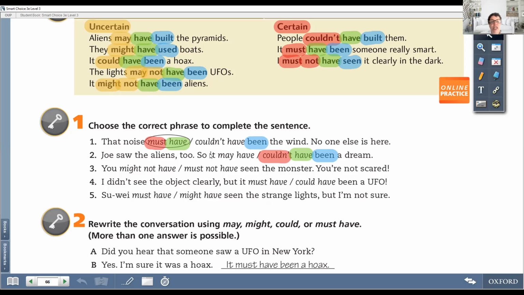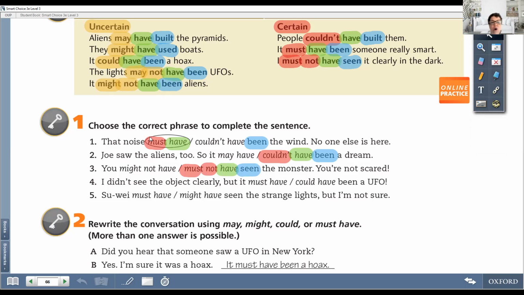Yes, very good. You must not have seen the monster. Very good, excellent. So let's highlight that. Must, auxiliary verb, have, and then the past participle seen. I also forgot here the word not. It follows the modal, right?